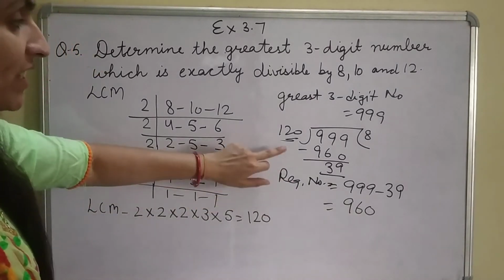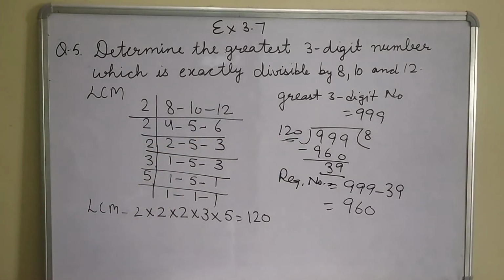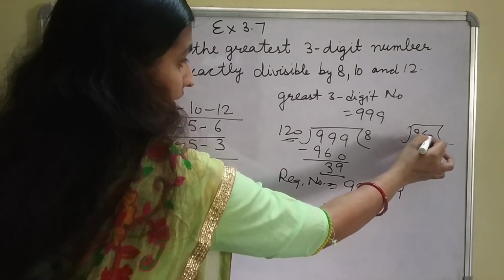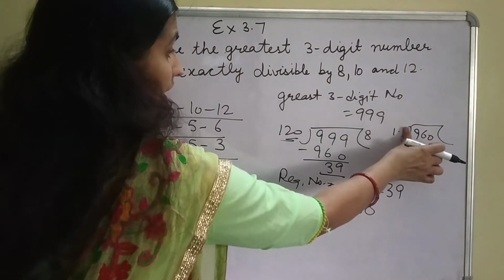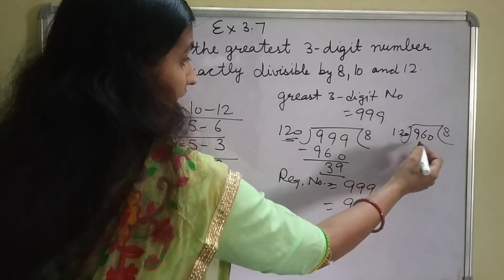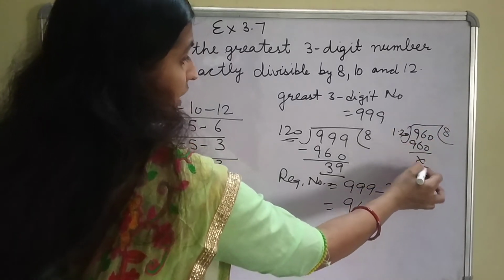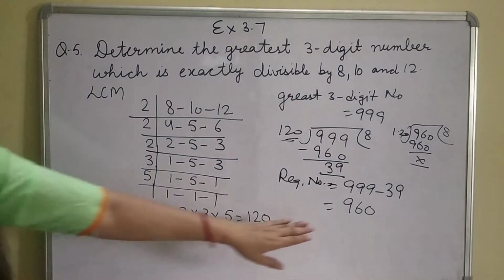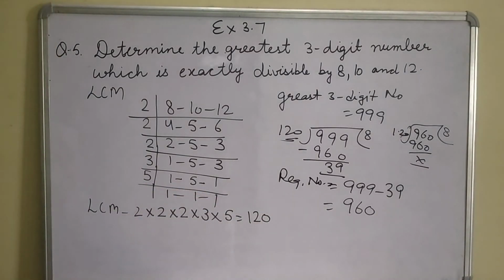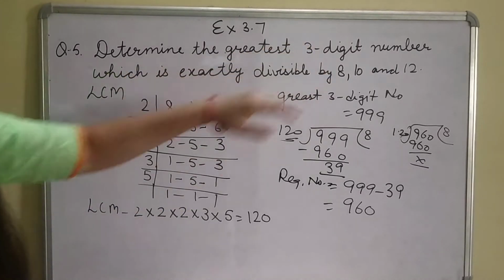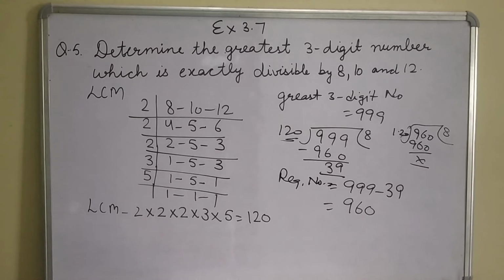960 is the number which is exactly divisible by 120. If you want, you can check 960 and 120. 120 8s are 960. See, no remainder is there. So it is the exact multiple. 960 is the exact multiple of 120. So 960 is the greatest 3-digit number which we require. Now let's move to the next question.